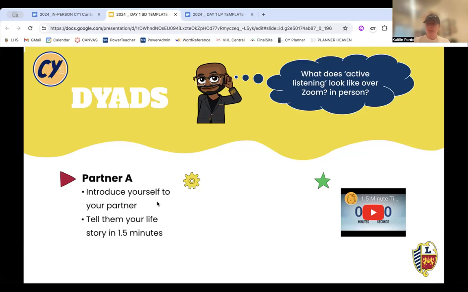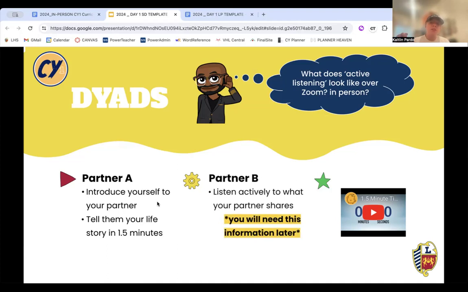The first thing that's going to happen is partner A, and let's say partner A has the shortest hair. So in your dyad, go ahead and figure out who has the shortest hair. Your partner A, the other is partner B. Partner A, I want you to introduce yourself to that partner, and I want you to tell your life story in a minute and a half. I know, crazy lady that I am, I'm asking you to tell your life story in only a minute and 30 seconds. You might feel like it's a long time, but it's going to go by really quickly, so no worries. Partner B, you are going to listen actively to what your partner has to share. And let me say this very explicitly, you will need to remember and you will need this information later.